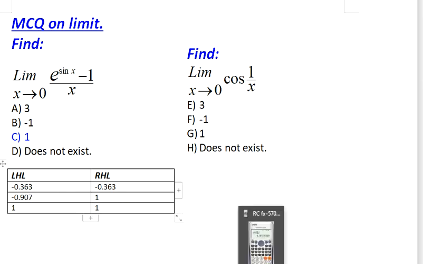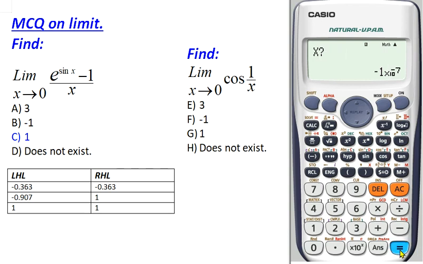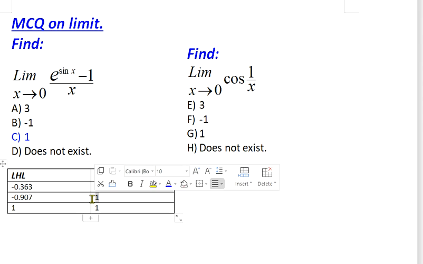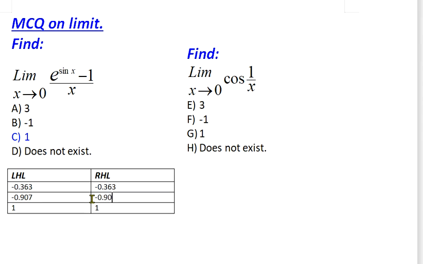Let's do the same thing for the next inputs. Let's approach from the right hand side. 10 raised to the power of minus 7. This is the value of x very close to 0 from the right hand side, equals minus 0.907. Again minus 0.907.